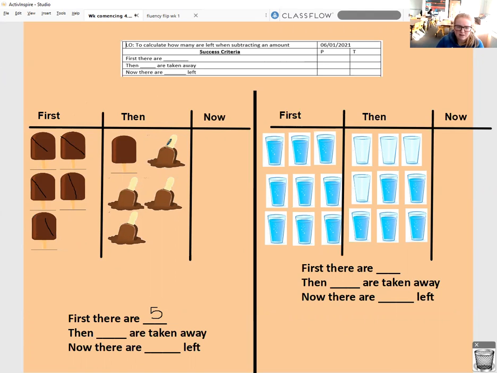Then some of them melted. How many have been taken away because they melted? Let's have a look. 1, 2, 3, 4. Then 4 are taken away. How many are left? If we started first there were 5, and 4 have been taken away. How many are left? 1 is left. 1 ice cream is left. So, 1 lonely ice cream.